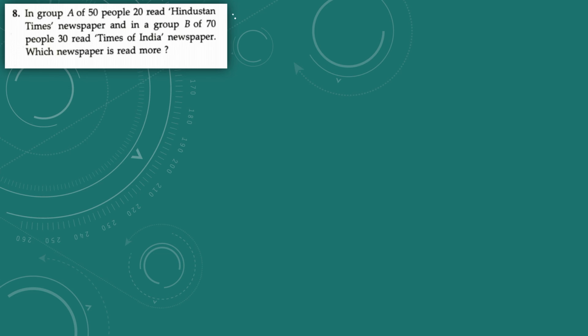Question number 8. We are going to solve for answer 8 here. In a group A of 50 people, 20 read the Hindustan Times newspaper, and in a group B, 30 out of 70 read the Times of India newspaper. Which newspaper is read more? Simple. Hindustan Times has been read by 20 out of 50, and Times of India has been read by 30 upon 70.